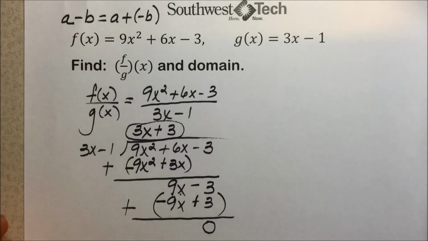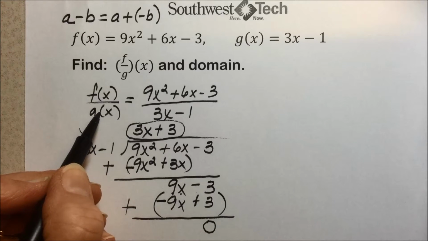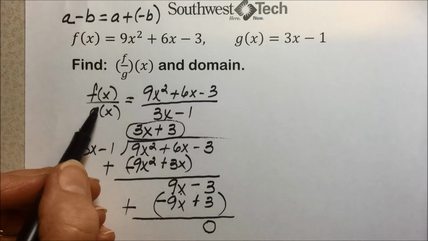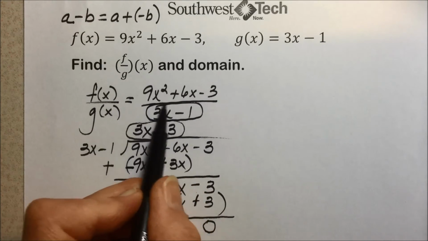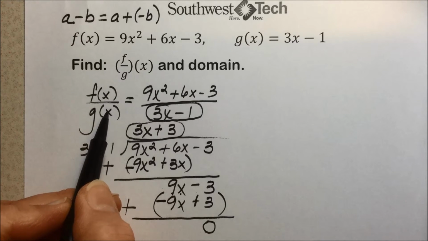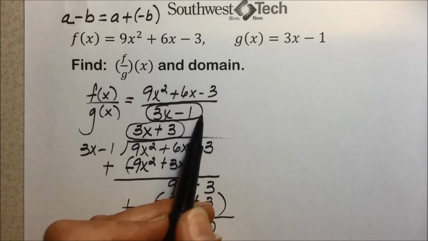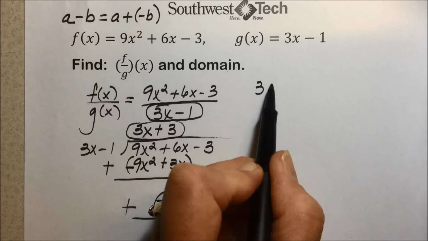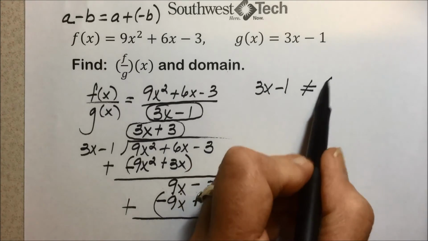This problem also asks us for the domain. With division, problems on domain restrictions occur when our variable's in the denominator or underneath a radical. Well, there's no radical, but we definitely have a variable in the denominator with this division. So to answer the second part on our domain, we never want to divide by 0, which means 3x minus 1 cannot equal 0.